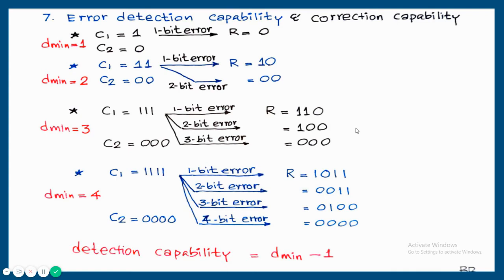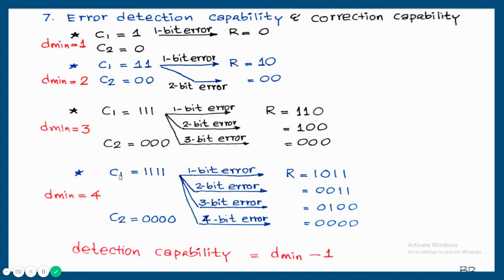That is why we are able to say the conclusion like this. With D minimum equal to 3, 1 bit error can be detected and corrected, and 2 bit errors can be detected. So if we are doing only error detection, we are able to detect up to 2 bit errors. But if the system is doing detection plus correction, only 1 bit error can be detected and corrected successfully.